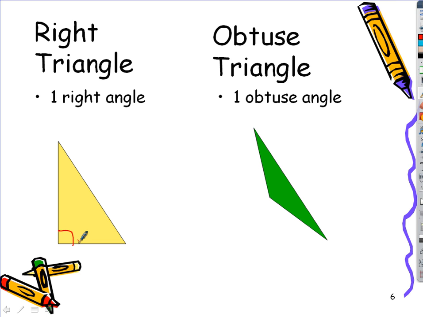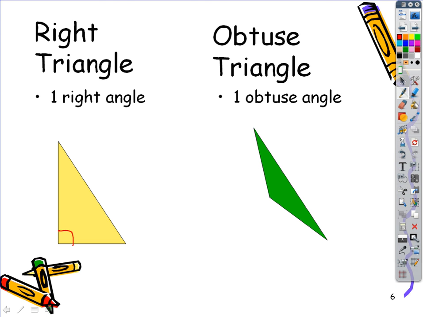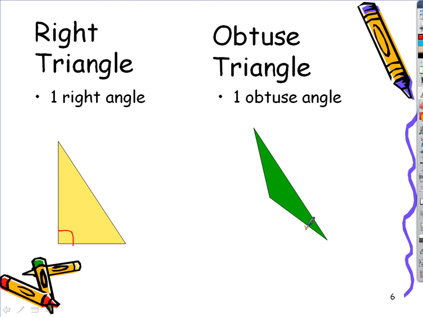An obtuse triangle is one that's going to have one big obtuse angle, right? And then, of course, the other two would be what? Acute. Yeah, if this angle is bigger than 90 and there's only 180 degrees to go around, the other two have got to be smaller, right?